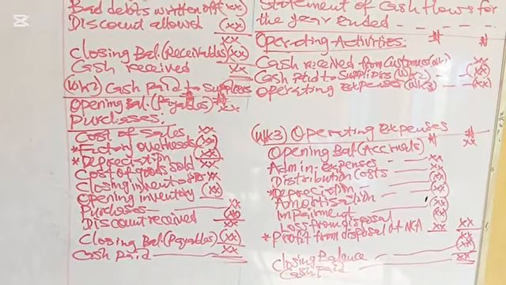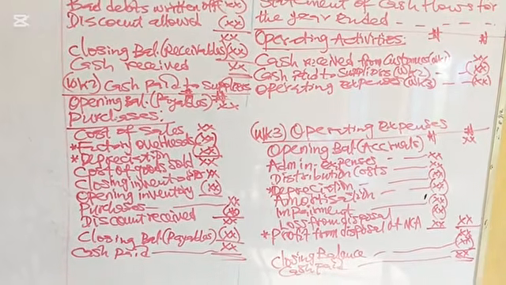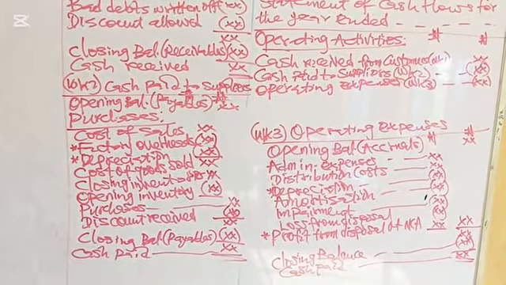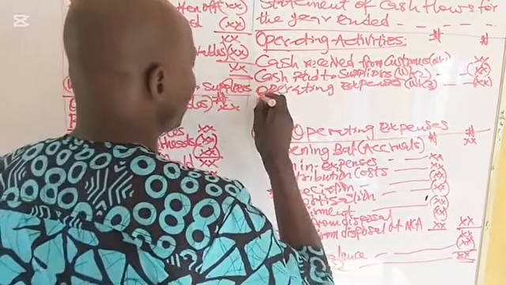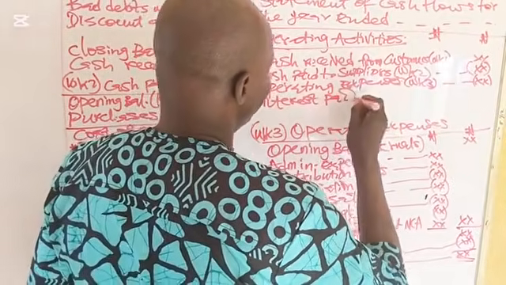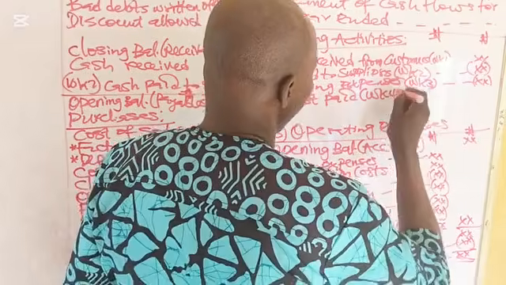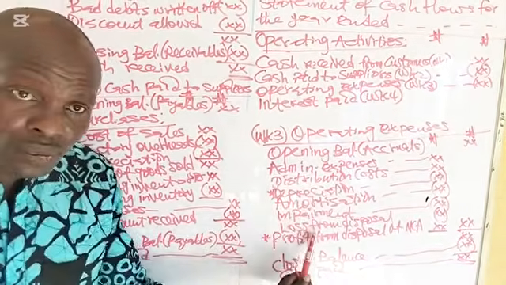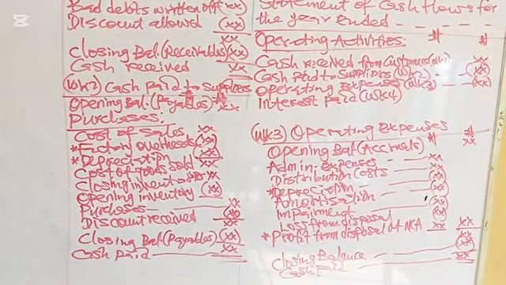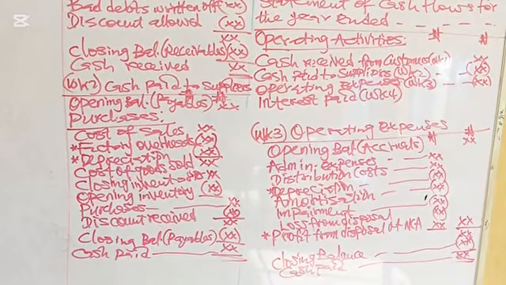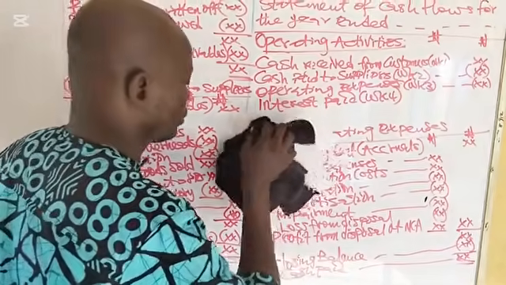So now, interest paid. That is working number 4. Am I free to rub up this? Yes, sir, carry on.